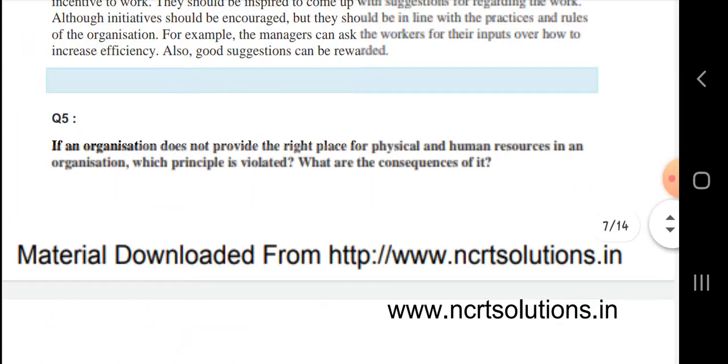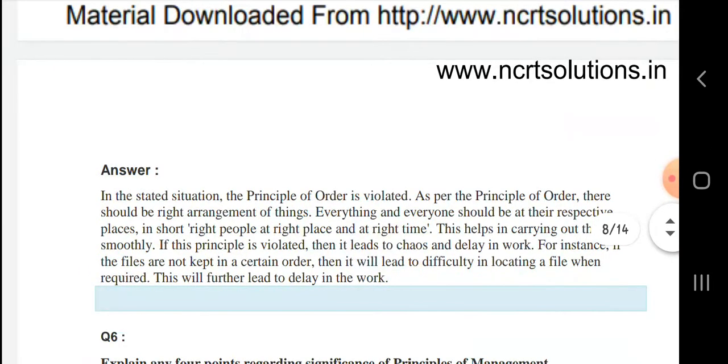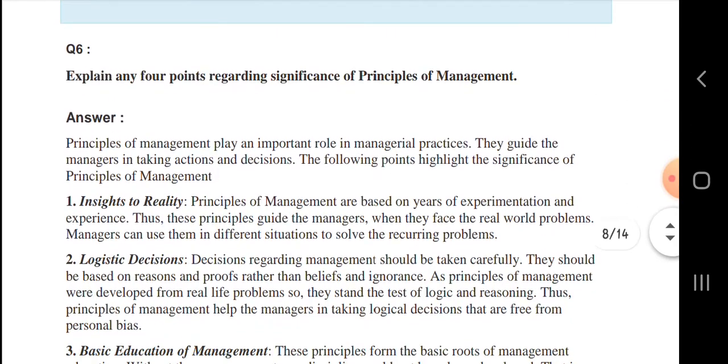And the next question is: if an organization does not provide the right place for physical and human resources, which principle is violated? In this situation, the principle of order is violated. As per this principle of order, there should be the right arrangement of things. If there is no right arrangement, the principle will be violated.